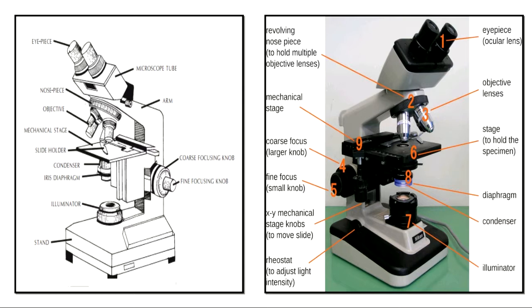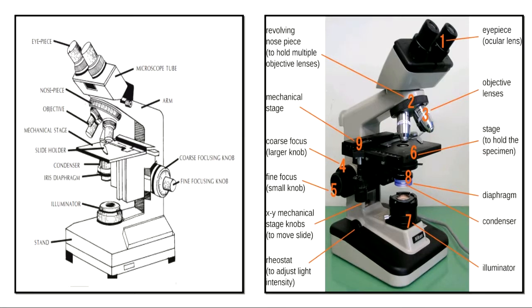Okay, so one is the eyepiece or ocular lens. This is a binocular microscope, so with both the eyes you are seeing through the ocular lens or eyepiece. That means with your eyes you will see it. So one eye in each lens. That is why it is called binocular. So this is the eyepiece.